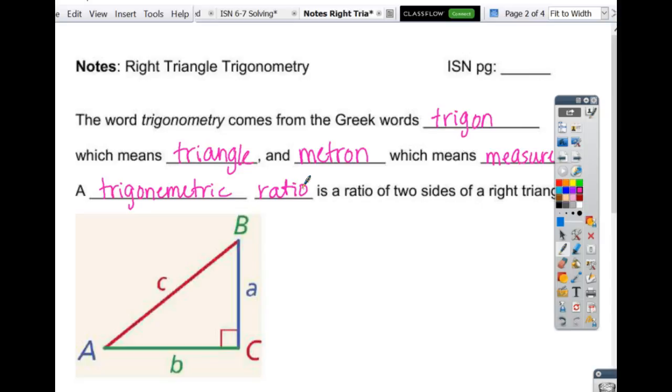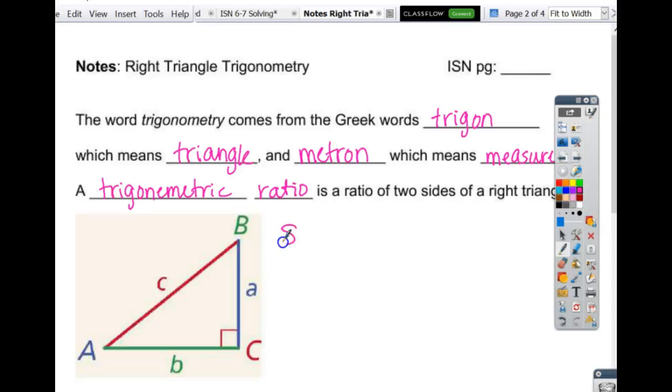So a trigonometric ratio, which is what we've been doing. A trigonometric ratio, so y over r, x over r. These were all ratios. And a ratio means you're comparing two things. And if you compare two things, it can be in a fraction form. And that's what we've been doing.